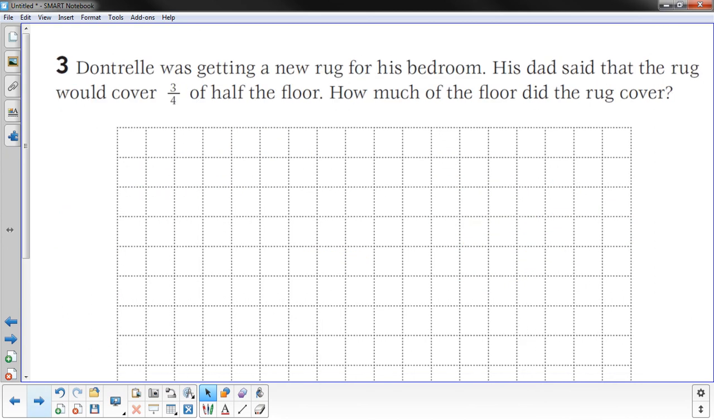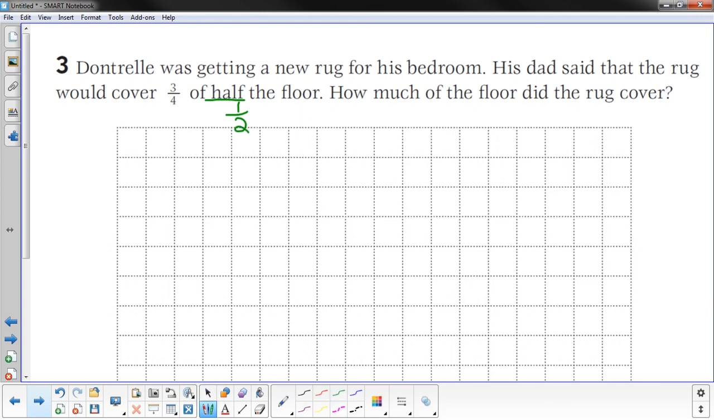Number 3. Don Terrell was getting a new rug for his bedroom. His dad said that the rug would cover 3/4 of half the floor. How much of the floor did the rug cover? All right. You have to remember that half, it's in word form, but it looks like this.